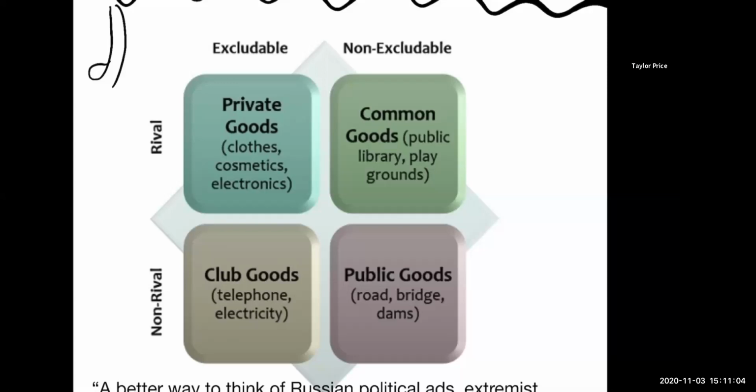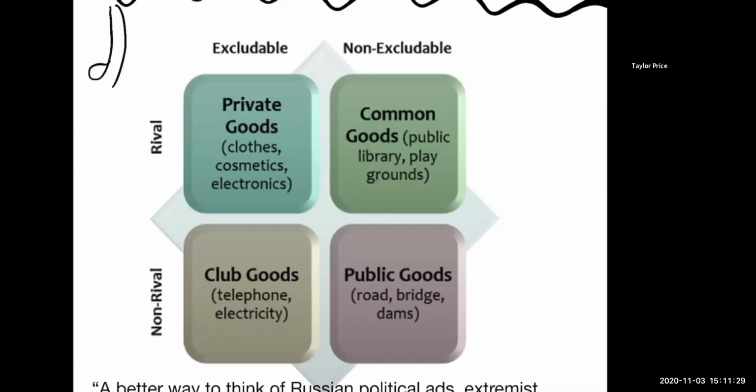The next one is our common goods. So kind of what we were just talking about, like public libraries or playgrounds. They're non-excludable, so there's no way to exclude people from using them, but they are rival. And they're rival because if I go to the library and check out a book that you wanted, you can't go to that same library and check out the book. That's just not possible.